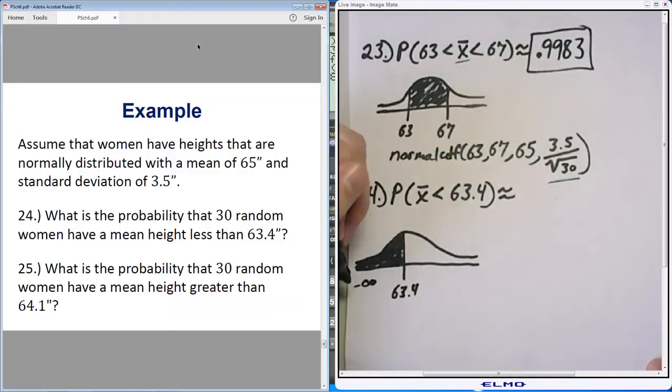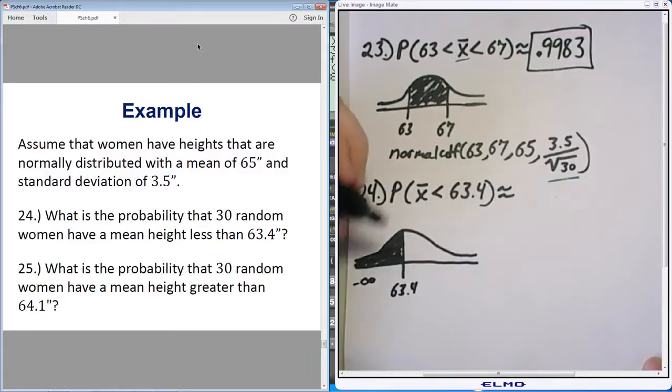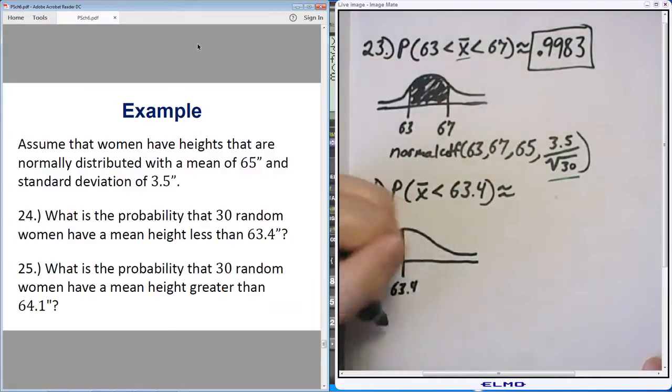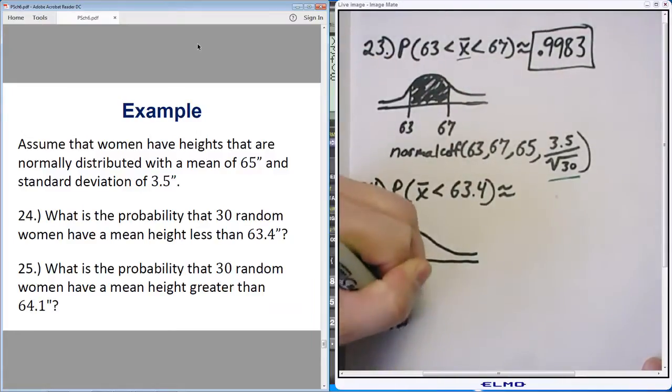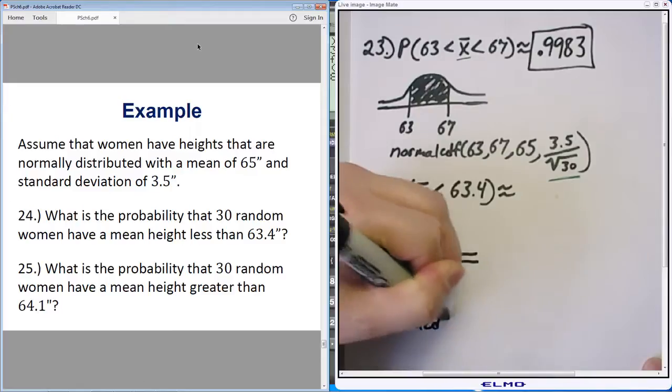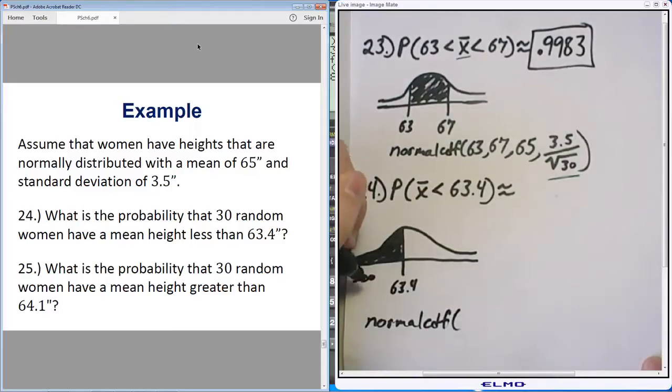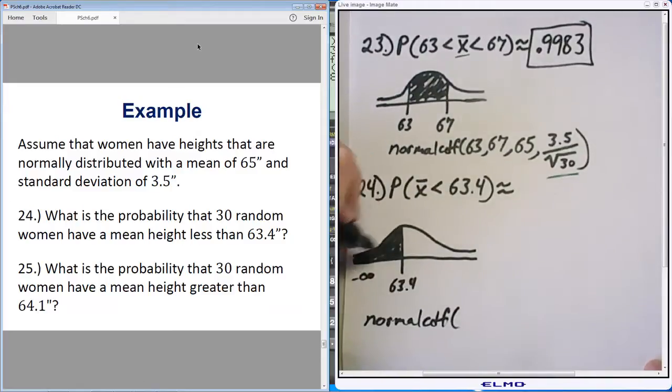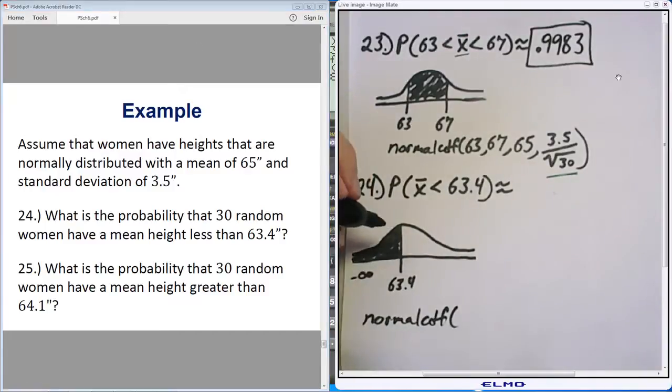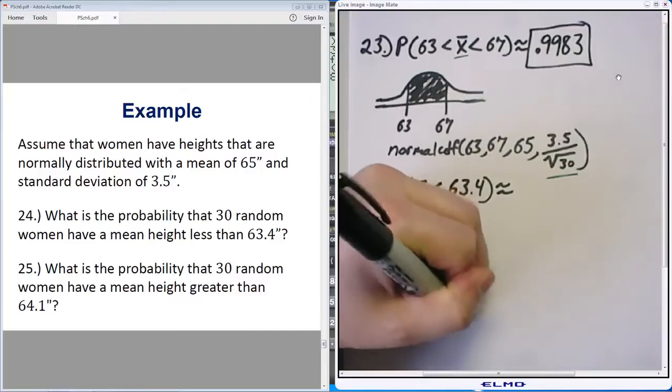So technically that starts at negative infinity and goes up to 63.4. Alright, so my calculator command, since I don't have an infinity sign in the calculator, I'll need to pick something so far to the left that it won't make any difference for rounding. So let's do negative 1 million.